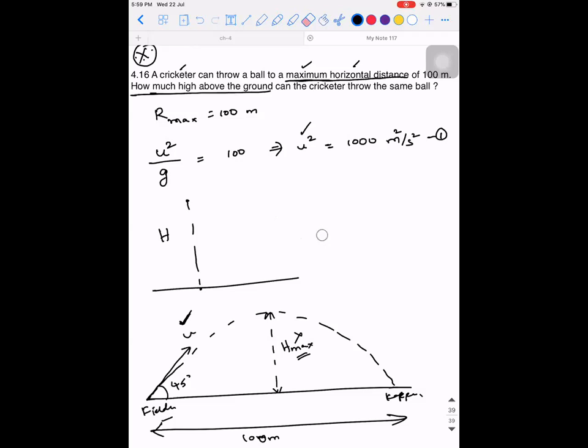Okay, I'm repeating. U, with acceleration direction minus g, and the height to which he is able to throw is h max. H max is u square by 2g.